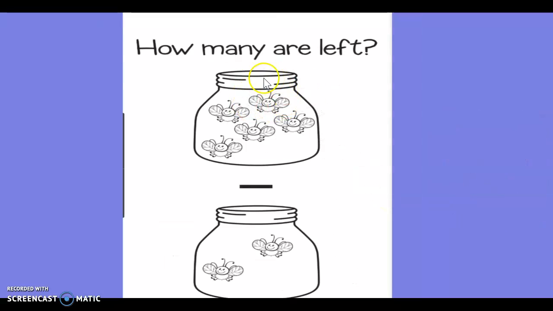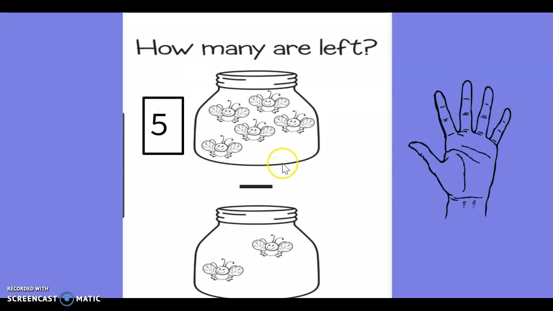All right. So remember, our first jar tells us how many were there first. And something that you can also remember, when we're doing subtraction or using a minus sign, the bigger number is always first, okay? Or the biggest number is always first. So let's count how many we have here. 1, 2, 3, 4, 5. So how many bugs were in the jar first? There were 5, okay? Now, let's hold up our 5 fingers.